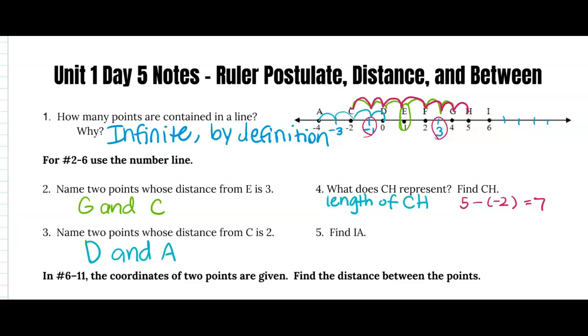You should have found that the length of IA is 10 because you go from -4 to +6. So you would do 6 minus -4, which is 10.